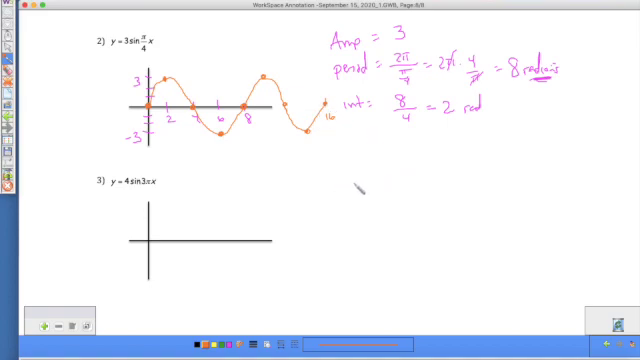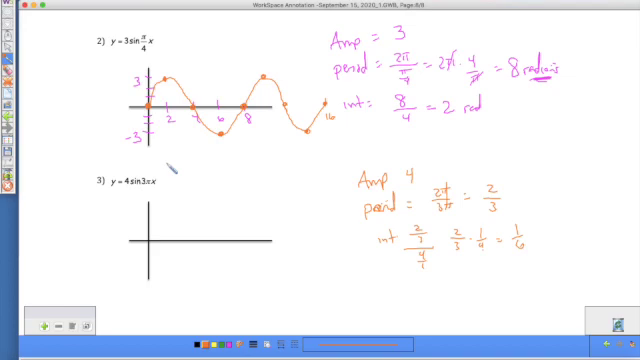Last one. So 4 sine 3 pi x. So our amplitude is 4. Period is 2 pi over 3 pi. Pi's cancel, so our period is 2/3, okay? The interval that we're going to label our x-axis is 2/3 divided by 4. Now, I'm going to put 4 over 1. Dividing by 4 is the same as multiplying by a quarter. So that gives us an interval of a sixth.